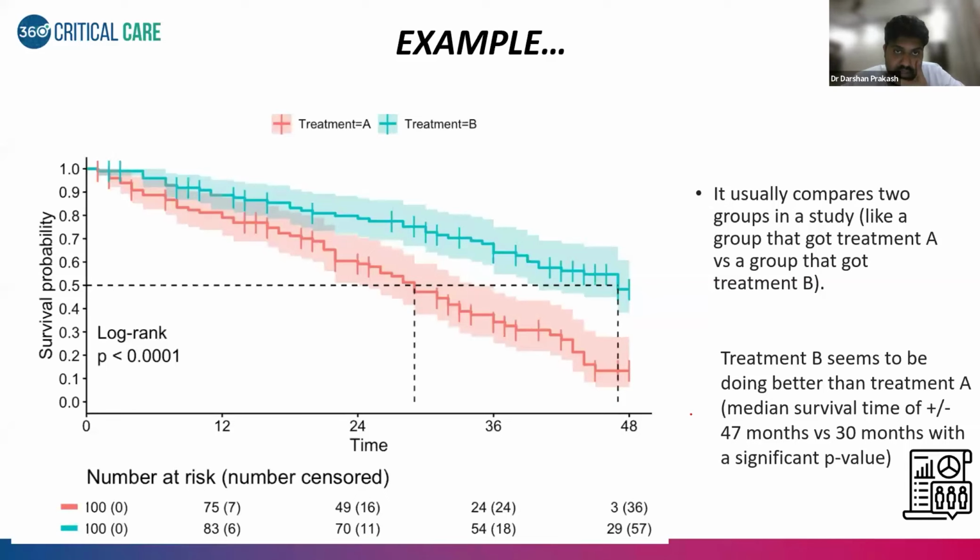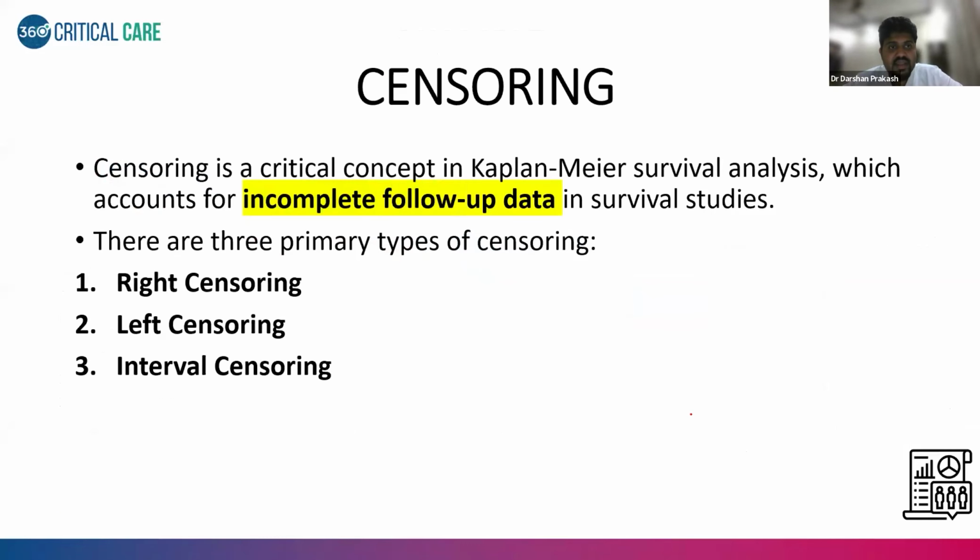Coming to the next important thing that I've already been mentioning earlier, censoring. What happens if one of the patients leaves or dies in between? These particular things are noted as events, and these events will be marked by a vertical line called censoring. Censoring is a critical concept in Kaplan-Meier survival analysis, which accounts for incomplete follow-up data in survival studies. The type of censoring can be right censoring, left censoring, or interval censoring.